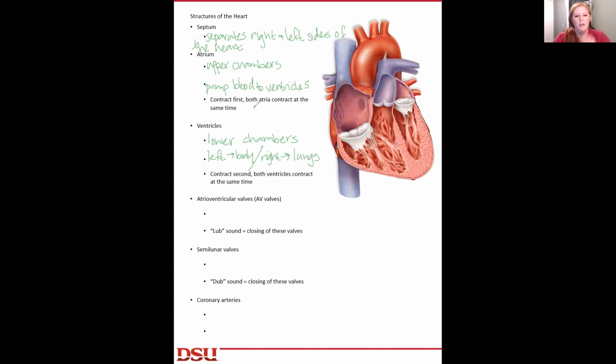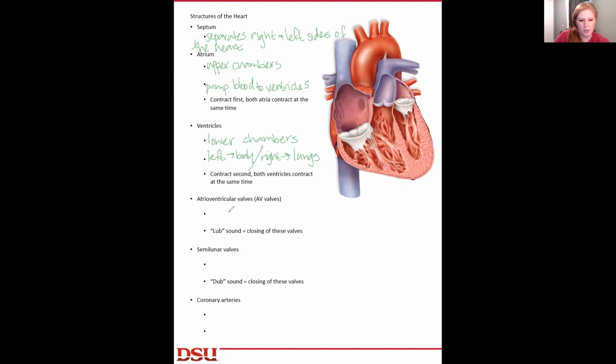You'll probably be asked questions on the exams, asking if there's a blood flow issue in the lungs, or blood isn't getting to the lungs, which ventricle is more than likely to blame? Well, you have to remember the right ventricle goes to the lungs, so the right ventricle might be having issues. So you do need to remember what goes where. Again, the ventricles contract second. They are also electrically linked to each other so that they contract on both sides at the same time.